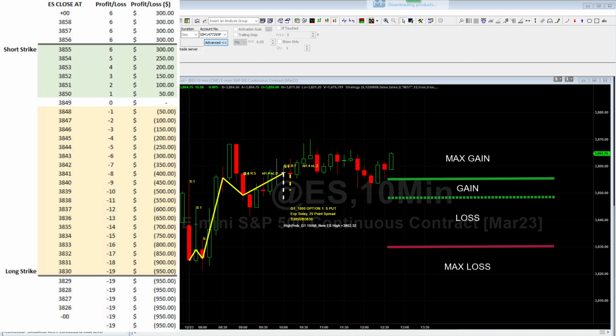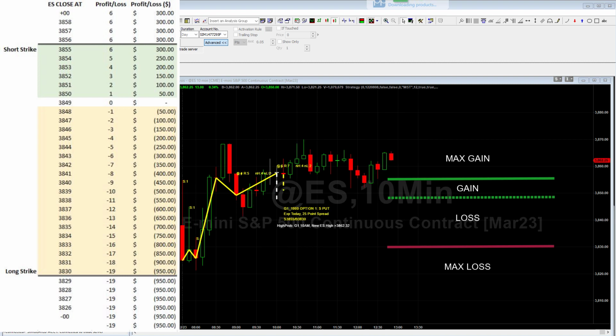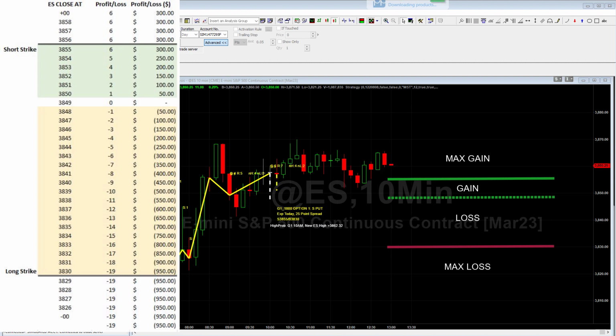So that is one of the other good things about these spreads, is that there is a max loss. We don't have to have a stop, because the most we could lose would be the $950. That means that the market could just get cut in half with an epic crash, and the most we would lose is $950. So that's a good thing. The bad thing is the most we can gain is only $300.